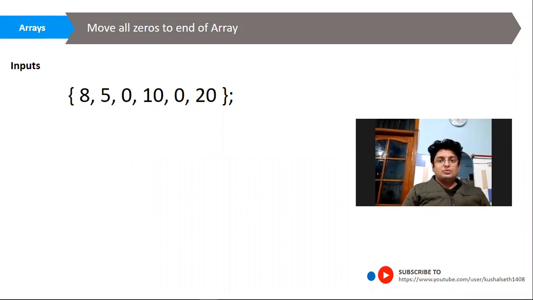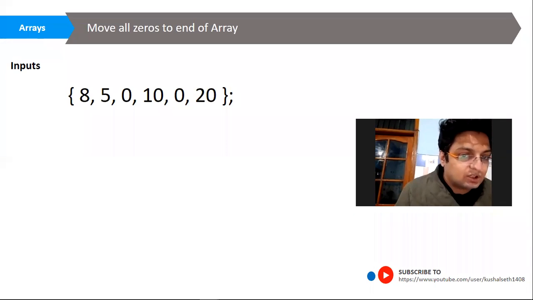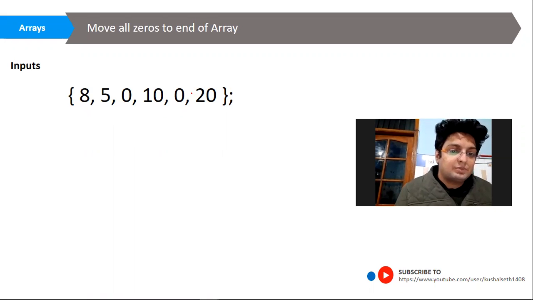So suppose we are given an array like this: 8, 5, 0, 10, 0, 20, and we have to move all the zeros to the end. The purpose of this series is that we will try to build a concept by understanding how the numbers are actually working, and then we will debug the code we have written, so that we can understand each and every line.